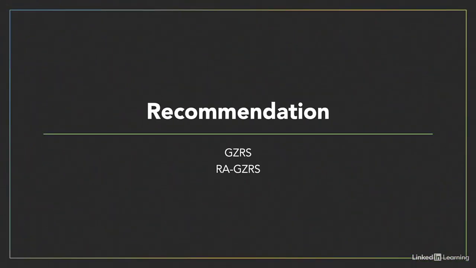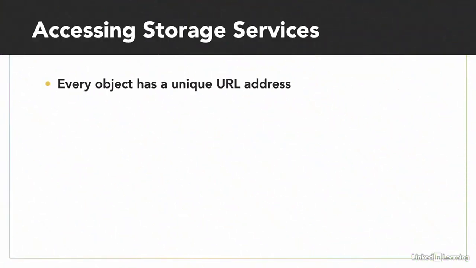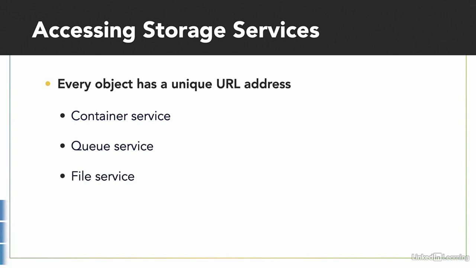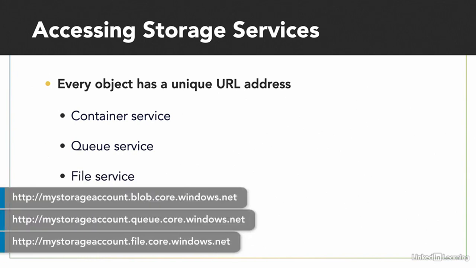Microsoft recommends using Geo-Zone Redundant Storage for applications requiring consistency, durability, high availability, excellent performance and resilience for disaster recovery. For the additional security of read access to the secondary region in the event of a regional disaster, you can enable read access geo-zone redundant storage for your storage account. Every service has a unique URL address based on the account name and storage type, container, queue, and files. Azure Storage accounts, redundancy, and replication give you safe and powerful ways to store your essential data.